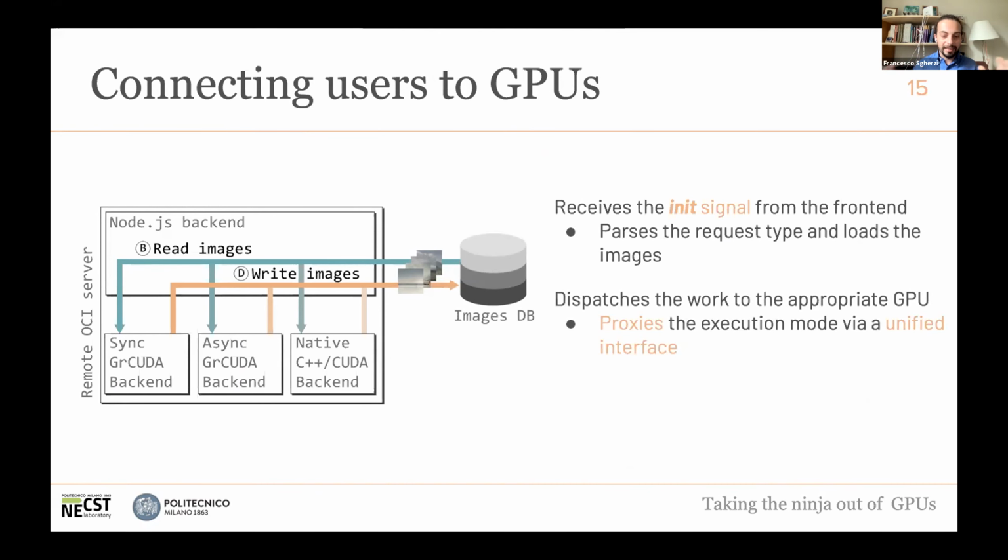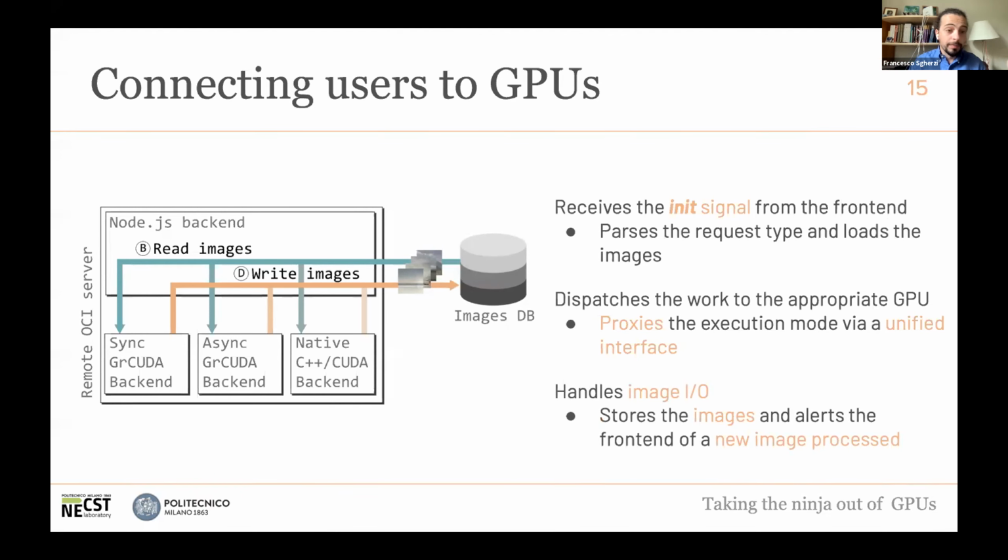Of course, the type of backend which is chosen is completely hidden to the Node.js backend, and everything is passed through a proxy in order to abstract the fact that the backend is interacting with different kinds of computation. Of course, the backend is also in charge of handling the actual read and write of images. It also creates the proper buffer for the computation, and is in charge of alerting the front end when the computation of the images has been finalized.